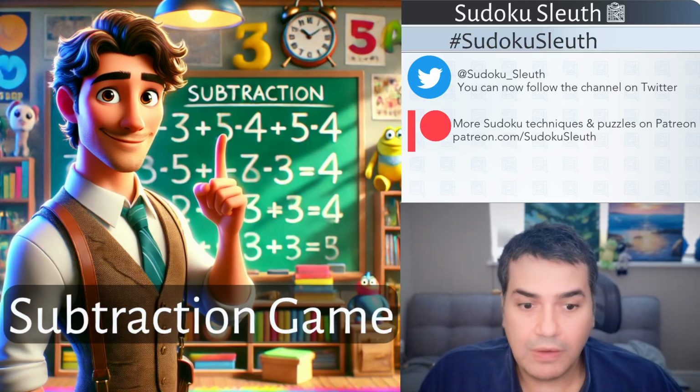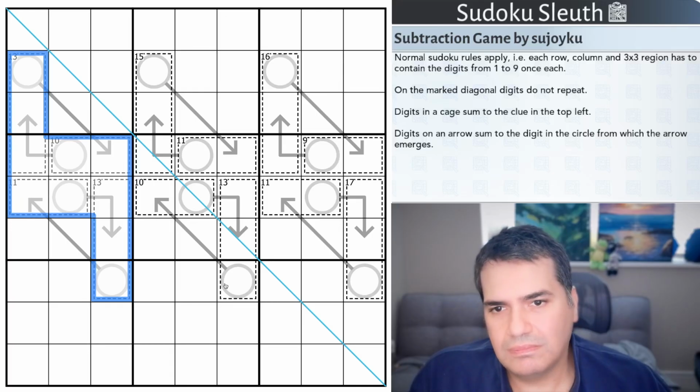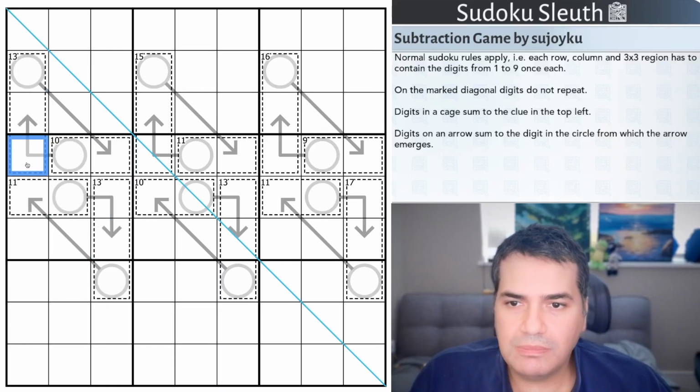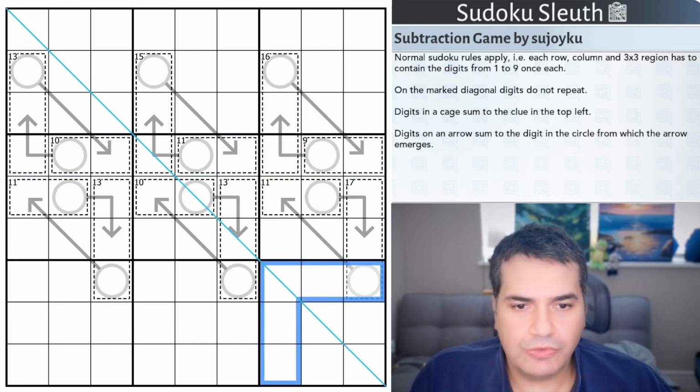I say puzzle, one puzzle. So, Subtraction Game by Sujoyku. And you can see I've highlighted this particular shape here. I just can't quite see why it's there. Interesting nonetheless. Rules-wise, normal Sudoku rules apply. That means place the digits 1 to 9 once each in every row, every column, every 3x3 box. Nothing unusual here.